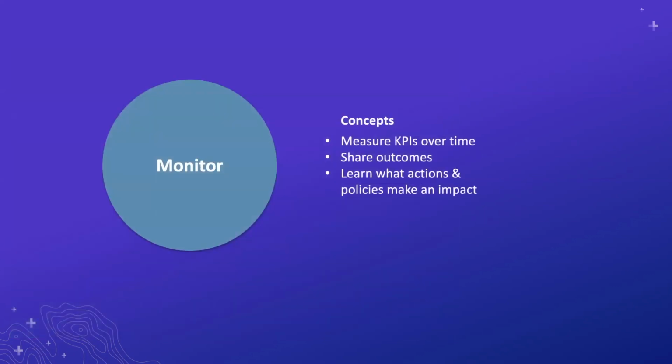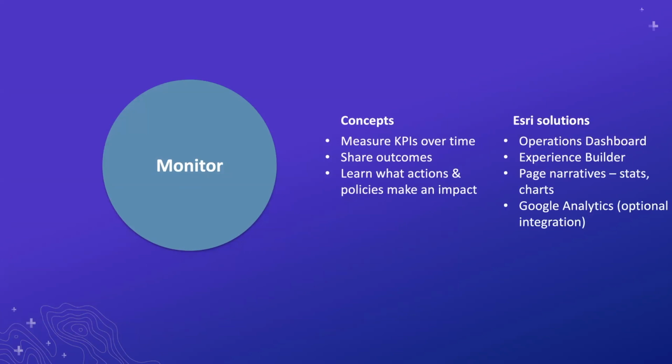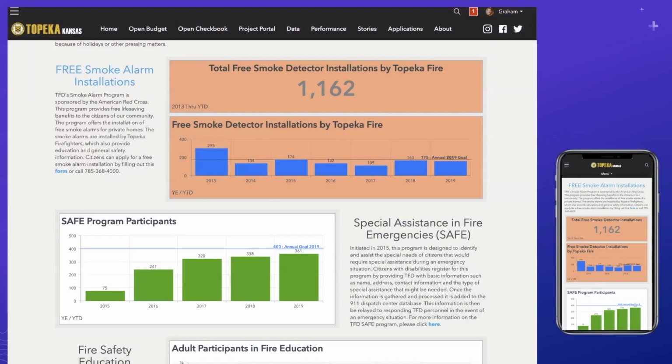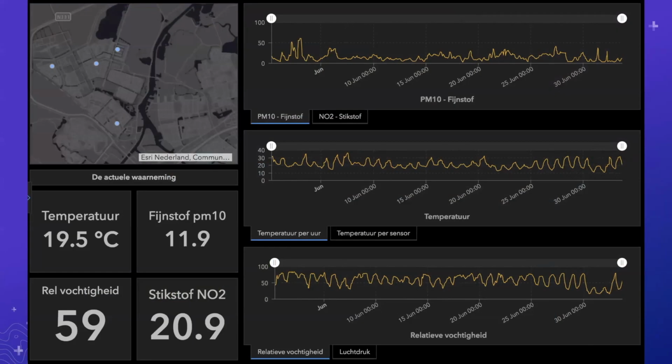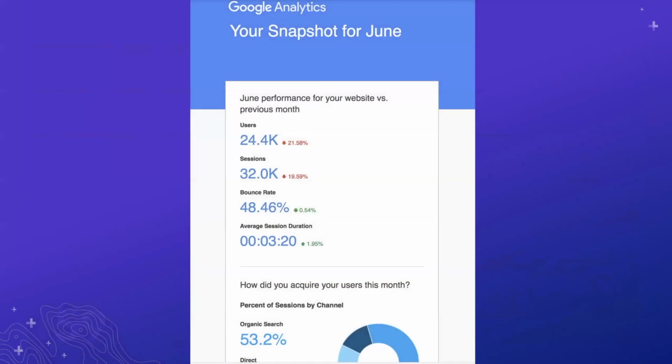Monitoring is the last step, which just shows you're tracking something over time. Ops Dashboard or Experience Builder are great for this. You can also embed stat cards or chart cards. We'll look at those in a little bit. And you can also monitor yourself, the whole site, using something like Google Analytics in Hub Basic and Hub Premium. So here's just a few examples of those: the stat cards, chart cards. There's an example of the dashboard. And there's a Google Analytics. You can see the literal monitoring of how many times people are looking at your site and what they're finding interesting using Google Analytics.